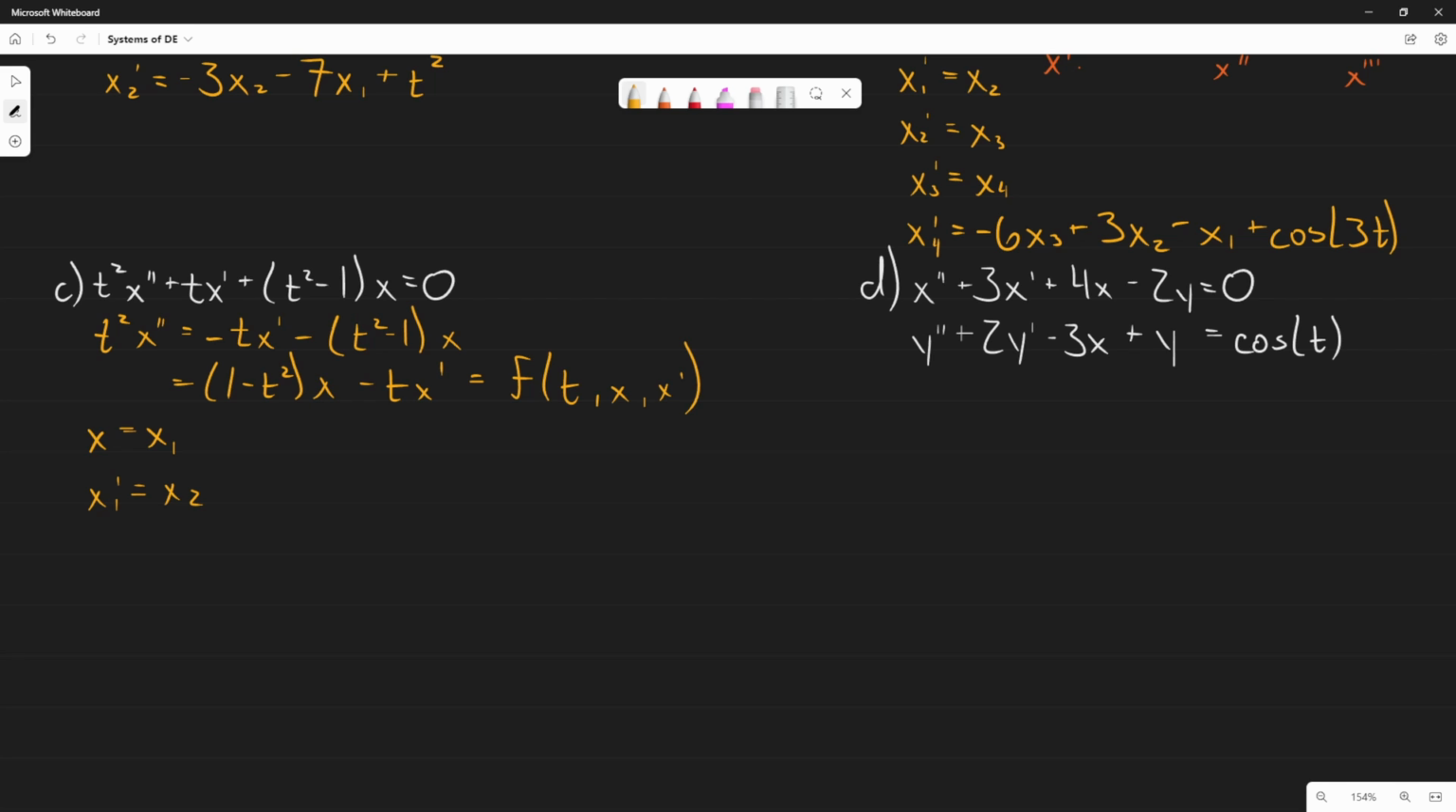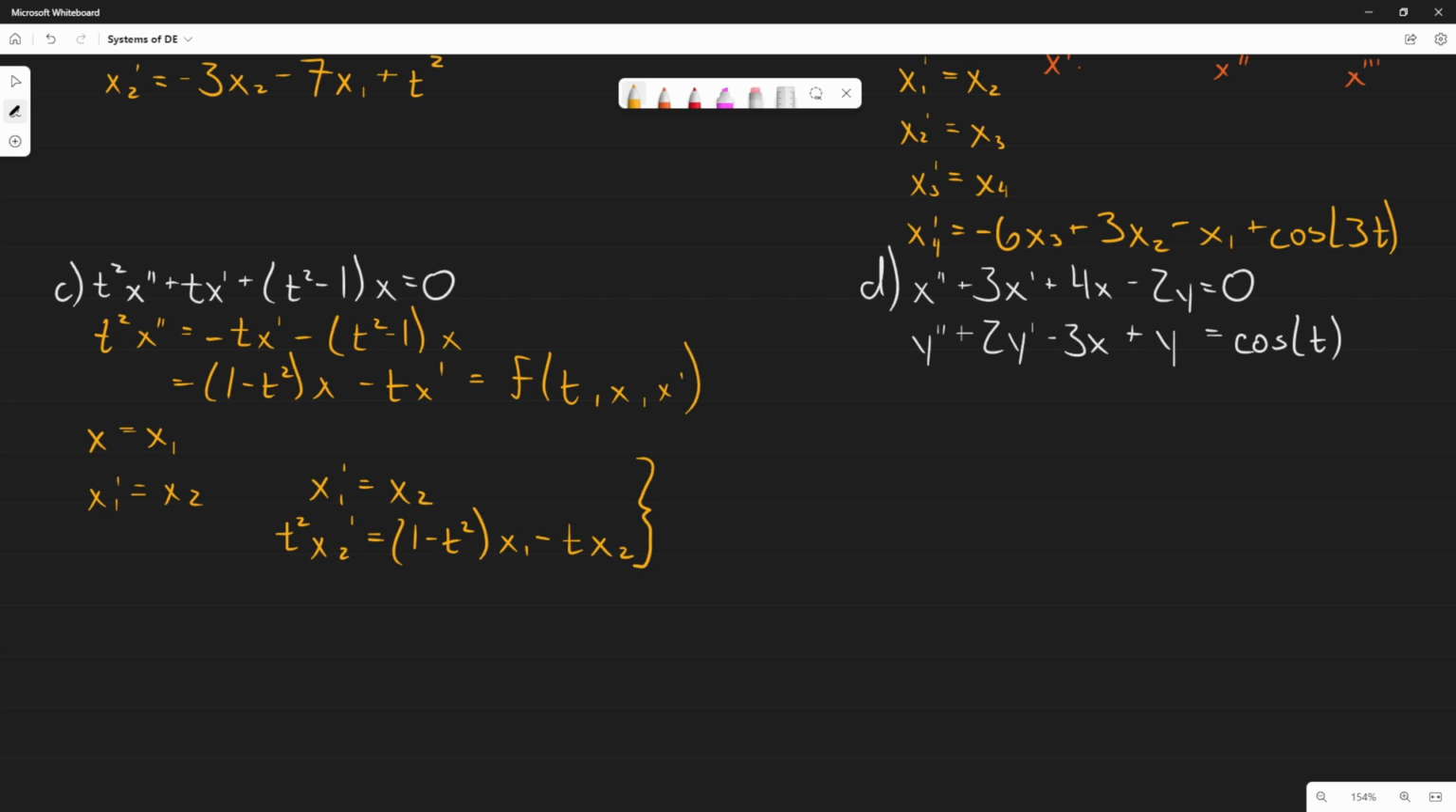So our system will be x1 prime is equal to x2, and x2 prime will be, well, it won't be the function, because the function is only equal when it's x2 prime times t squared. So this will be t squared times x2 prime, and then that will be equal to the function. So it'll be 1 minus t squared times x1 minus t x2. And so this would be our system and our answer.